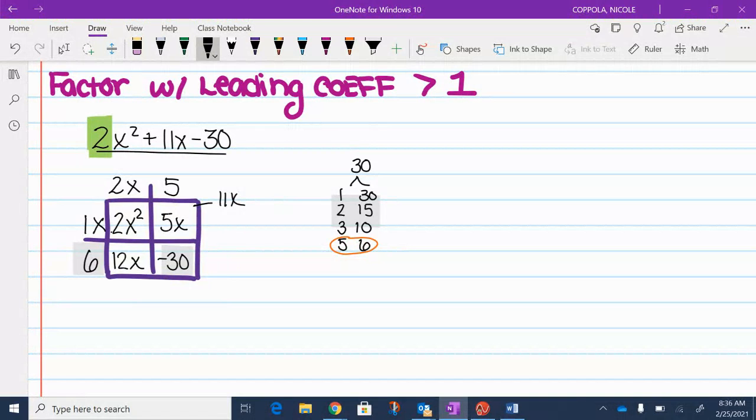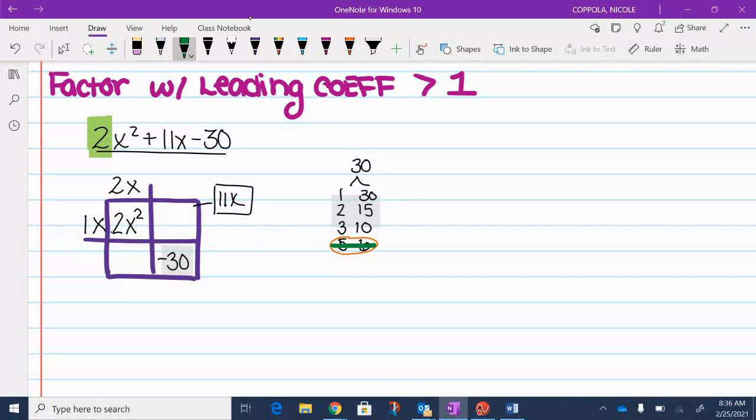Now I'm going to check. Because this sign is negative, one of these items will have to be negative to get my positive 11x. So will 12 and 5 ever combine to get me 11 via subtraction? The answer is no. So my 6 and my 5 were not the right choices. I'm going to erase those. Let me cross that out.